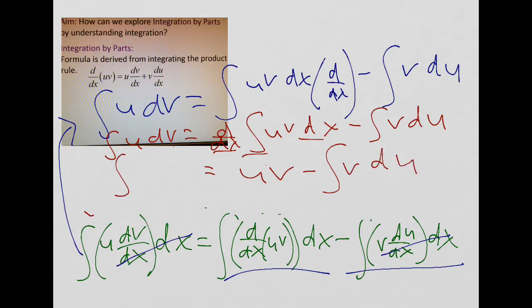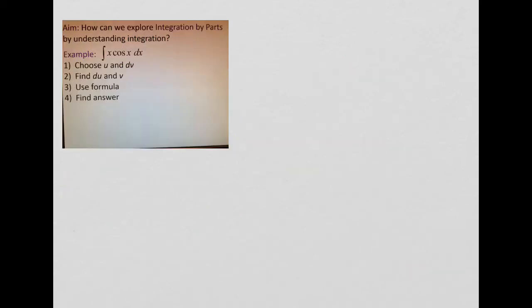So when you have to integrate two things that are being multiplied together, and we don't have a rule or formula to use, it ends up being that we have u times v minus the integral of v with respect to u will be our answer. So that's how it kind of gets derived. And we're going to use this with an example.